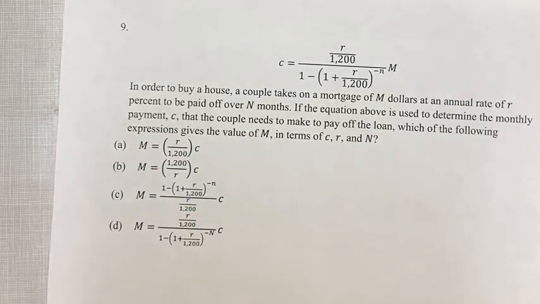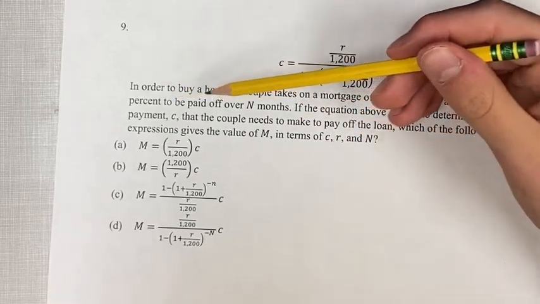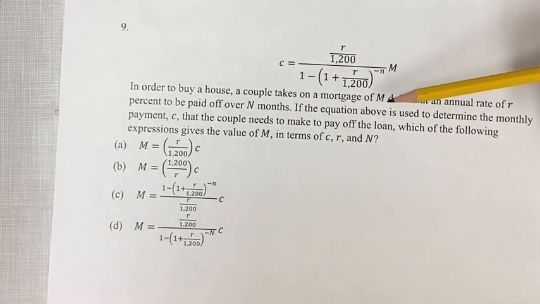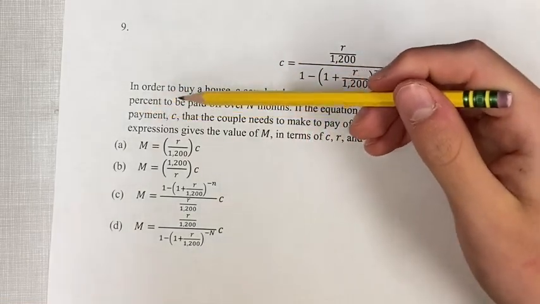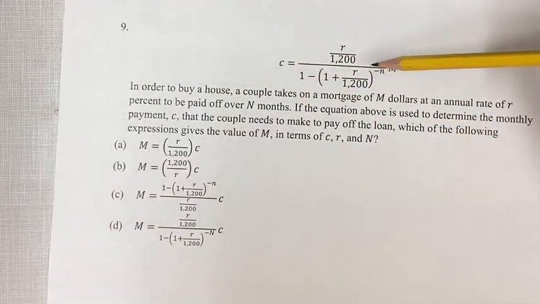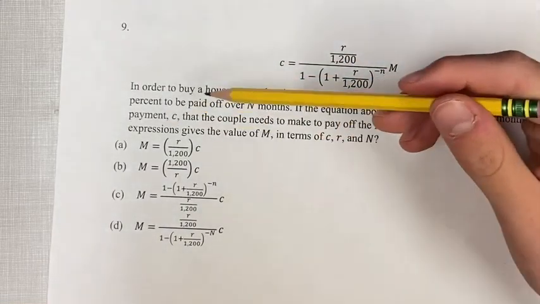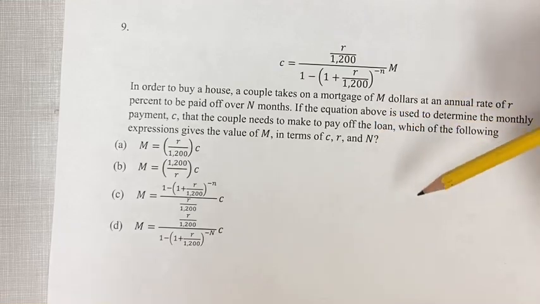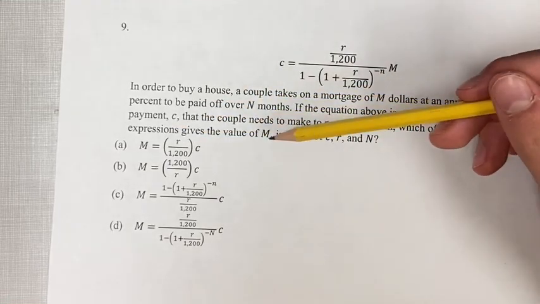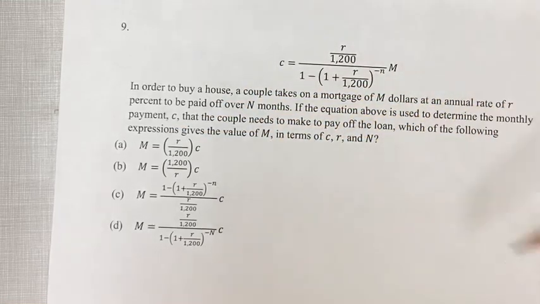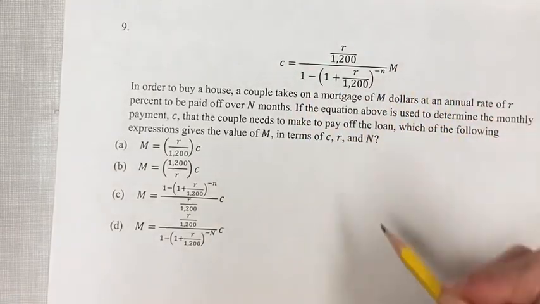In this problem, we are told in order to buy a house, a couple takes on a mortgage of $M at an annual rate of R% to be paid off over N months. The equation above is used to determine the monthly payment C that the couple needs to make to pay off the loan. We're asked which of the expressions gives the value of M in terms of C, R, and N. So we're taking this equation, we want to solve for M.